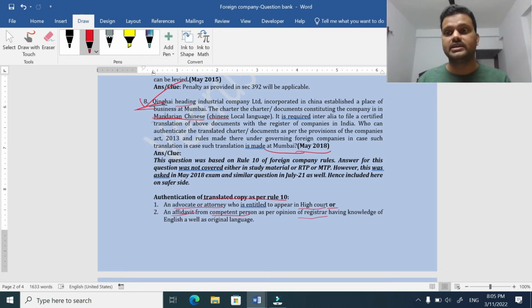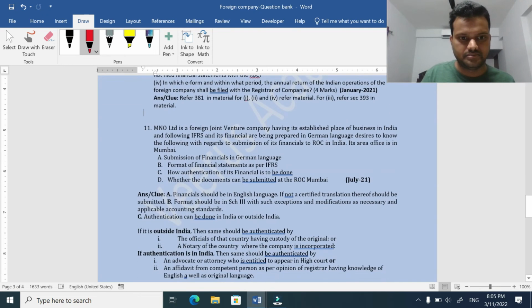If it is authenticated abroad, outside India, then who needs to authenticate? If it is happening in India, who needs to authenticate? If it is in India, we know the answer. If it is abroad, then we will see the answer now.